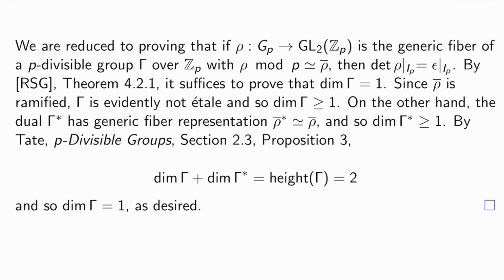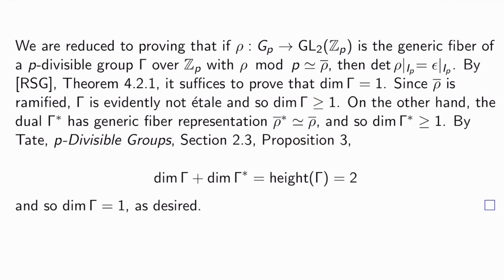And now we're going to invoke Raynaud's results. So by Raynaud's results, theorem 4.2.1 in Raynaud's main paper, it suffices to prove that dim of gamma is 1. So gamma is a one-dimensional P divisible group over ZP. Since rho bar is ramified, gamma is evidently not étale, and so that means the dimension of gamma is at least 1. On the other hand, the dual gamma star has generic fiber representation, what? Rho bar star. But remember, we have self-duality here, so that's just rho bar.